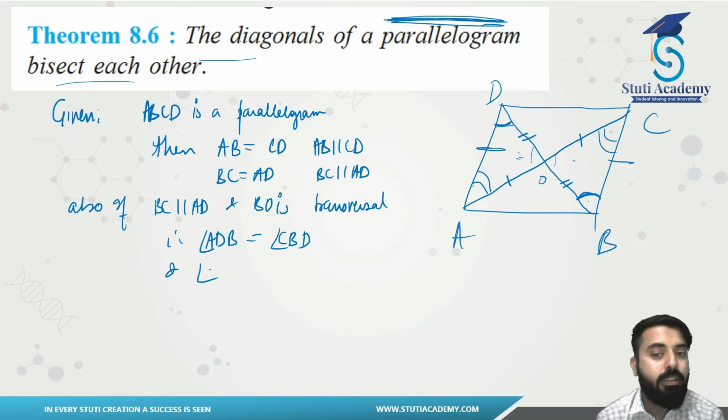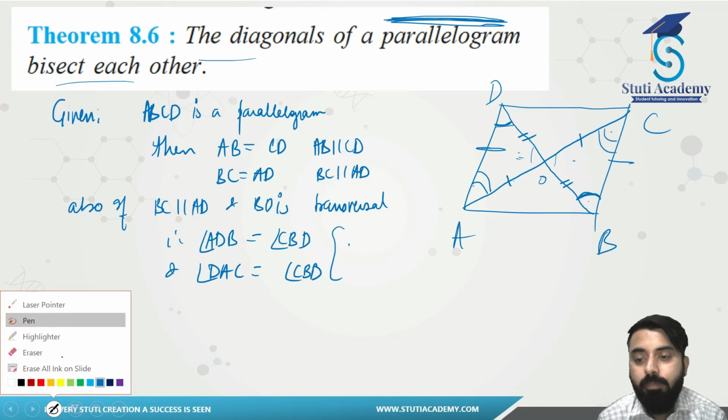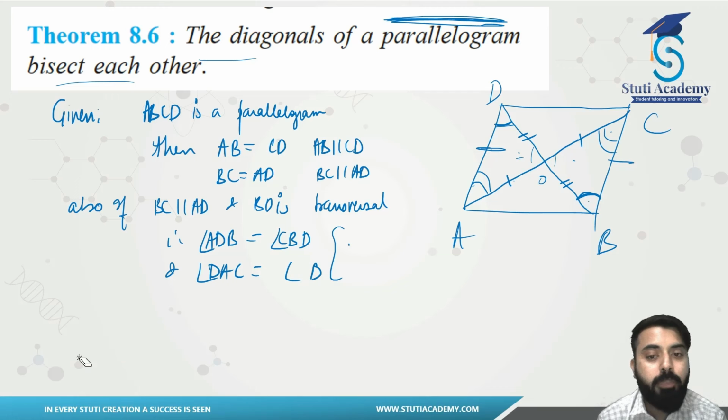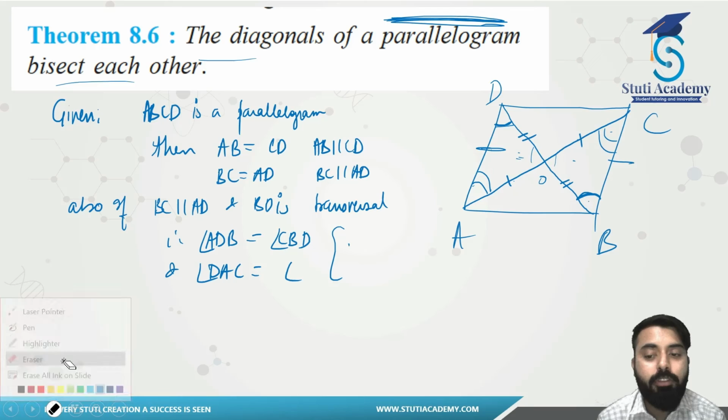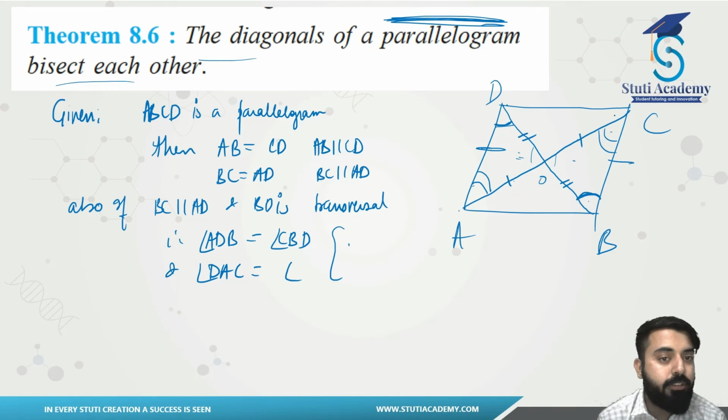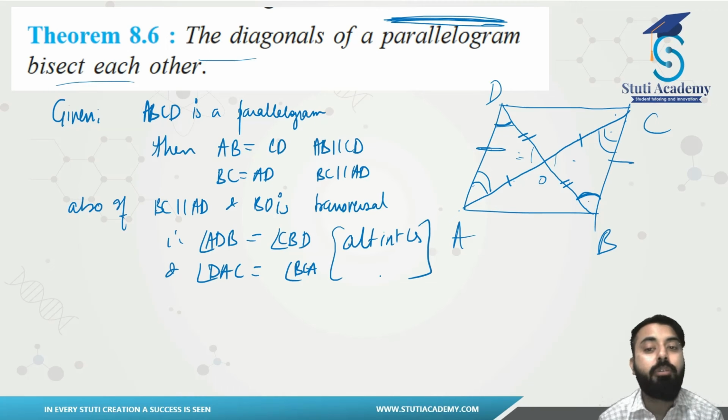and angle DAC equals angle CBD. Sorry, we have written the same thing right here. Just give me a second. This will be BCD, sorry, BCA. Let me just erase this. I think I've just confused you. See, this was the case. Angle DAC, angle BCA. Both are alternate interior angles, right? These are the main thing to be noted here.